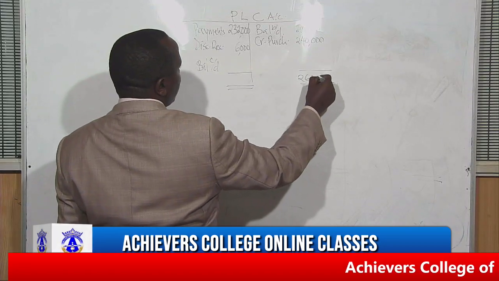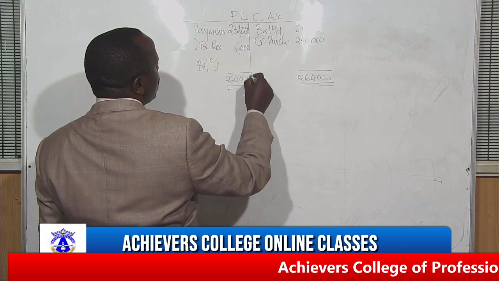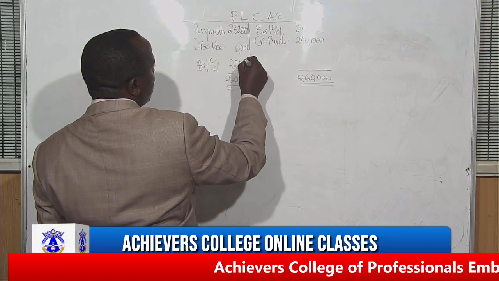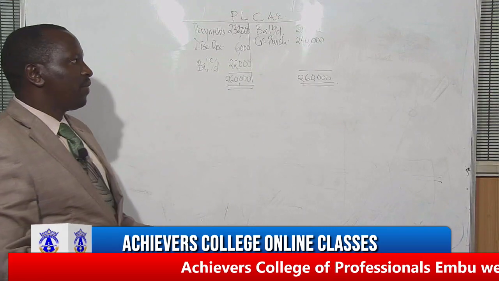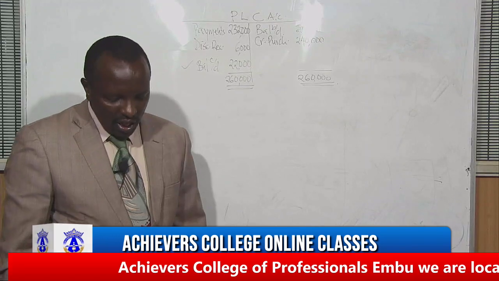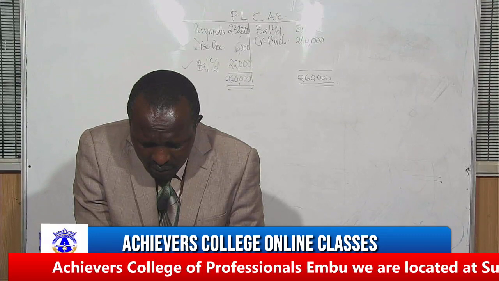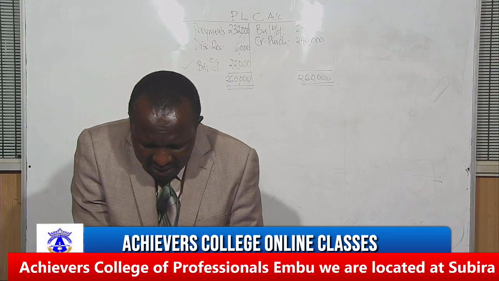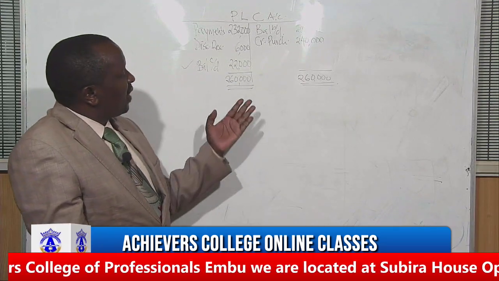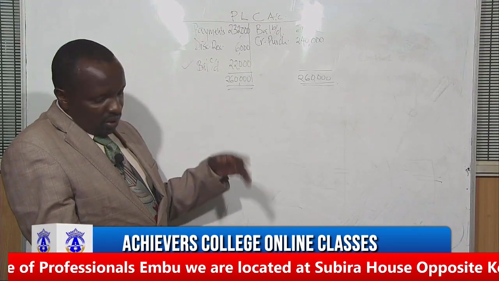This is 260,000. This is 238,000, and therefore we have a difference of 22,000. That one is what they wanted us to check in that particular statement. But we have been told that the accountant, when extracting the balances, realizes that the balance is 23,800 rather than 22,000.